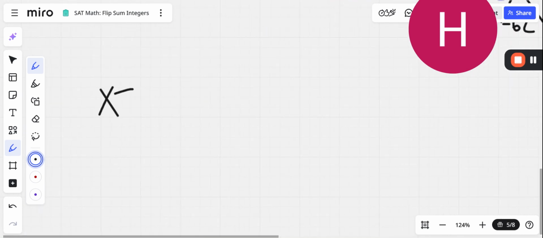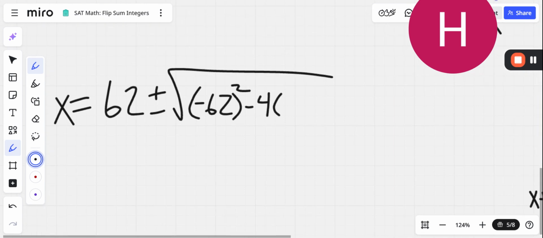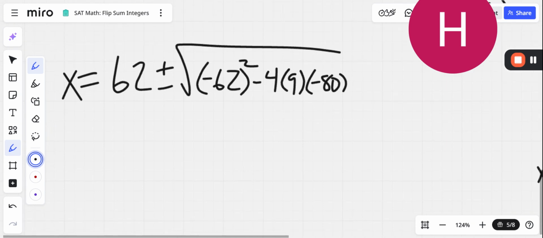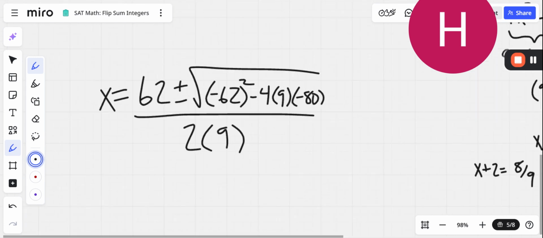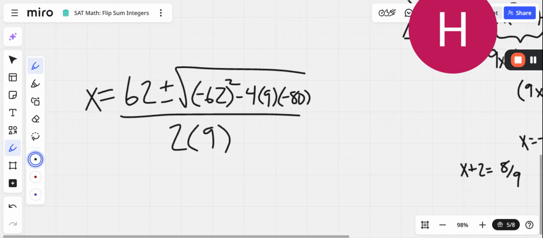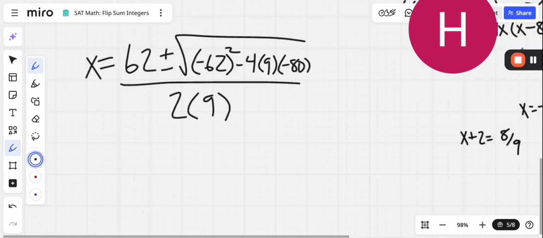For example, I'll just set it up. We'll have 62 plus or minus the square root of negative 62 squared minus 4 times 9 times negative 80. Yeah, that gets a little bit computationally heavy, so if you don't want to do that much computation, just get better with your factoring. Although this technically does reduce to some nice numbers, apparently. It's not obvious. You'd have to do quite a lot of work there, right?